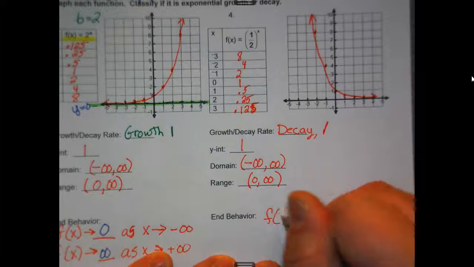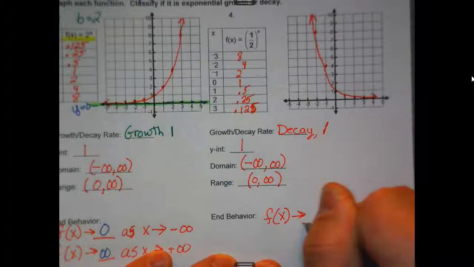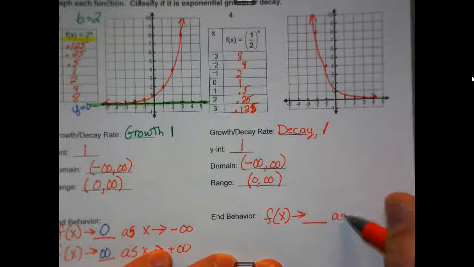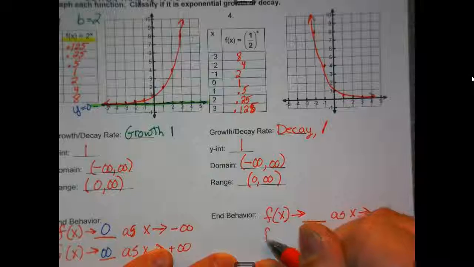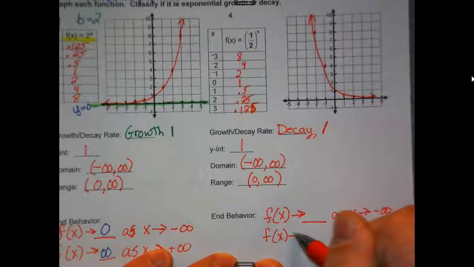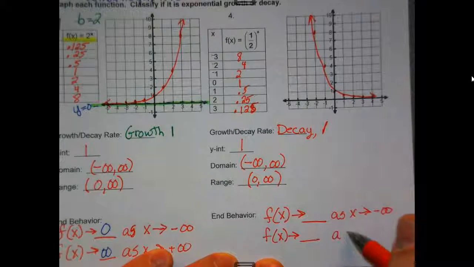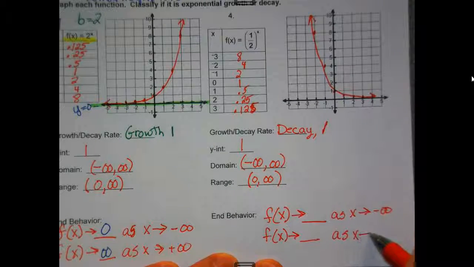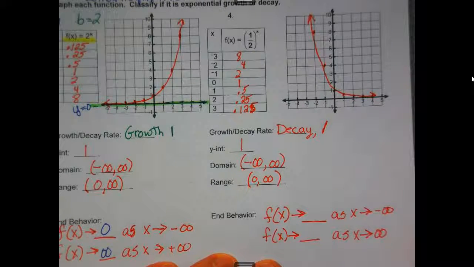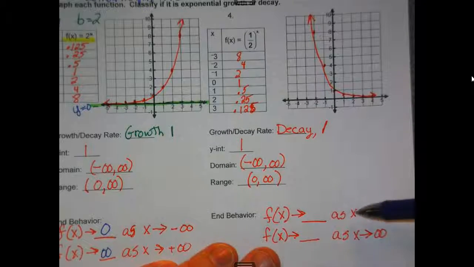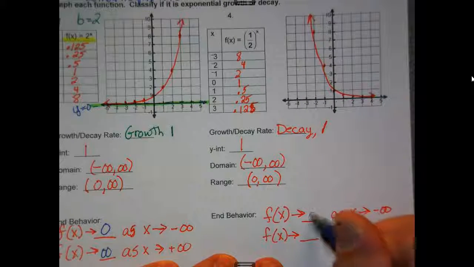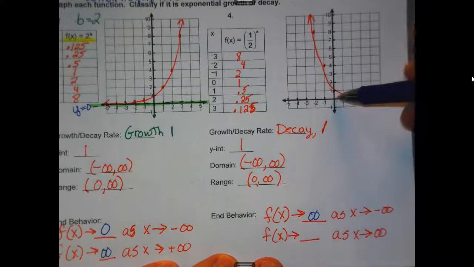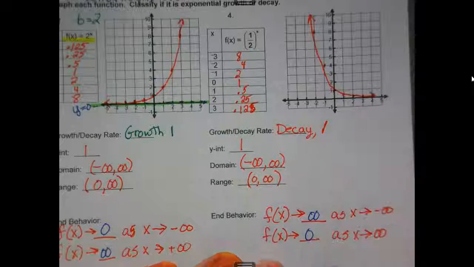Okay, the f of x approaches blank as x goes to the left, and the f of x approaches blank as x goes to the right. As x goes to the left, my y of the graph goes to infinity. As my x goes to the right, my y value of the graph goes to 0.